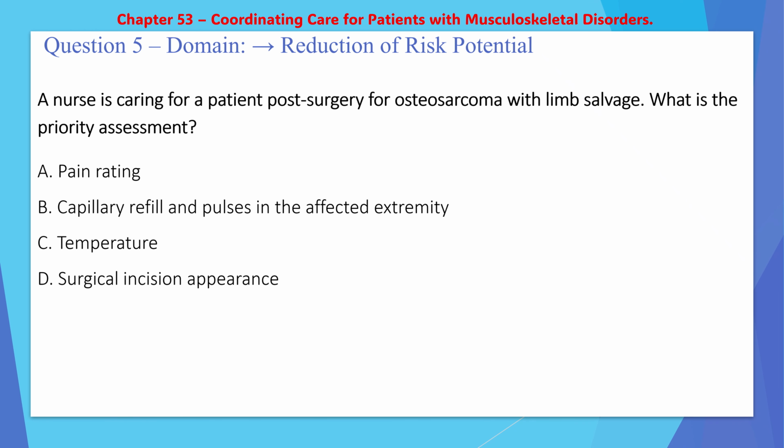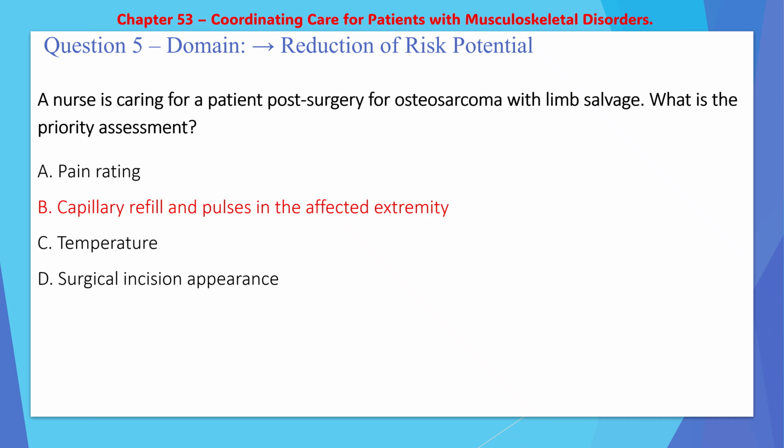NCLEX domain, reduction of risk potential. A nurse is caring for a patient post-surgery for osteosarcoma with limb salvage. What is the priority assessment? Rating, capillary refill, and pulses in the affected extremity, temperature, surgical incision appearance.